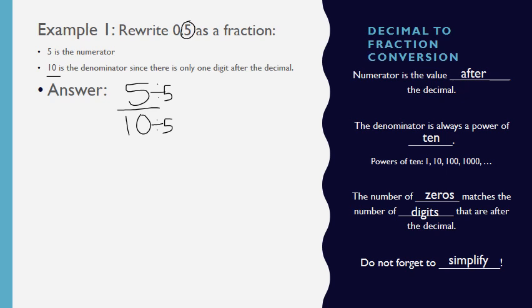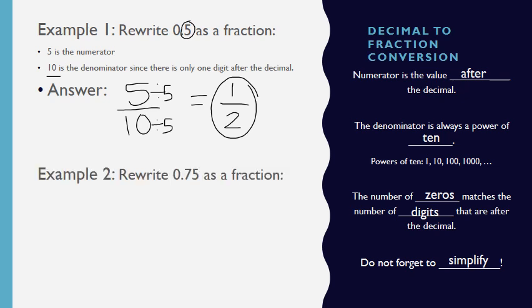So I am going to do 5 divided by 5, which is 1, and 10 divided by 5, which is 2. And simplifying is where the calculator may come in handy, because you can put your division in the calculator, and if there's no remainder, then it's divisible and you can use it. But our final answer here is 0.5 is equal to 1/2. I'm going to go ahead and move on to the next example. We're rewriting 0.75 as a fraction.